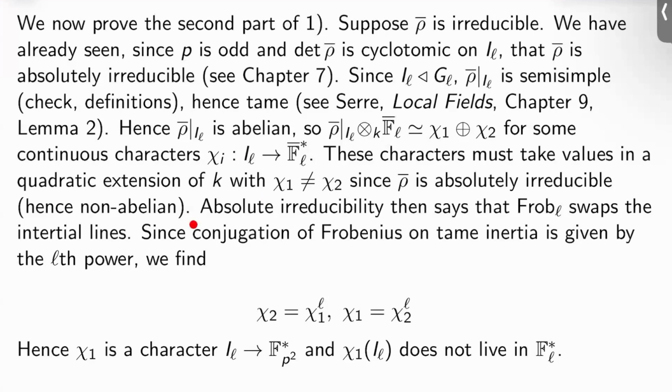So absolute irreducibility then gives us that Frobenius swaps the inertial lines. That's the only possibility. We're not working two-dimensionally here. Since conjugation of Frobenius on tame inertia is given by L power, this is a standard number theory fact, we find that we have no choice but for chi2 to be chi1 to the L and chi1 to be chi2 to the L.